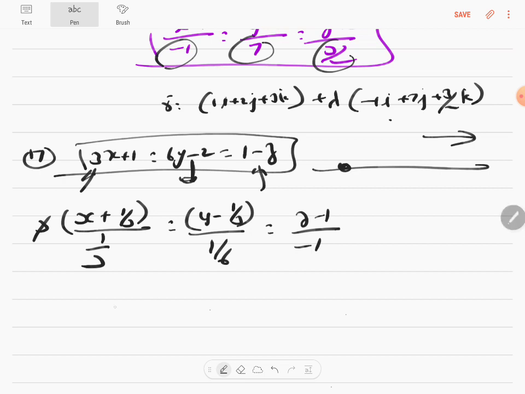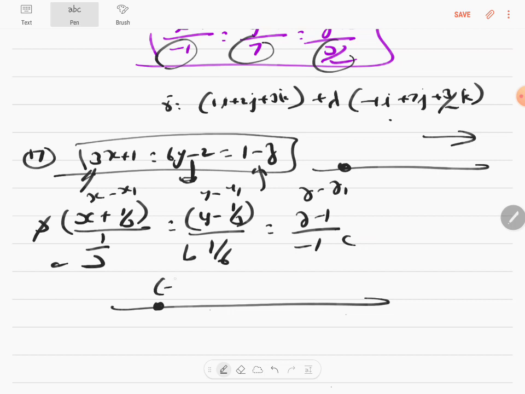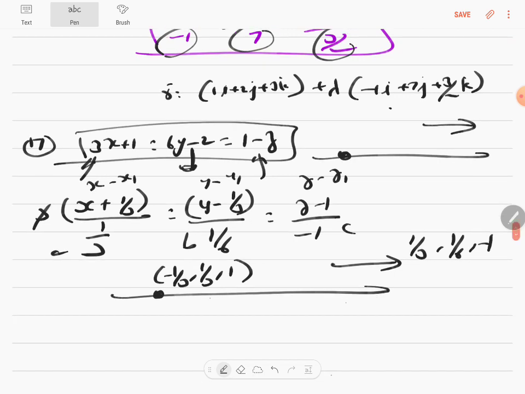So the point through which it's passing will be, it's like x minus x1 by a is equal to y minus y1 by b is equal to z minus z1 by c, where x1, y1, z1 are the point, which will be minus 1 by 3, 1 by 3 and 1. That will be the point. And the parallel vector is the denominator, which is 1 by 3, 1 by 6 and minus 1. This is the direction ratio of this line, of the parallel line.